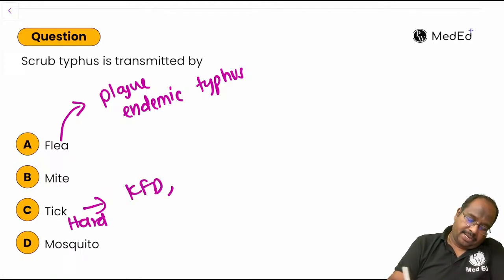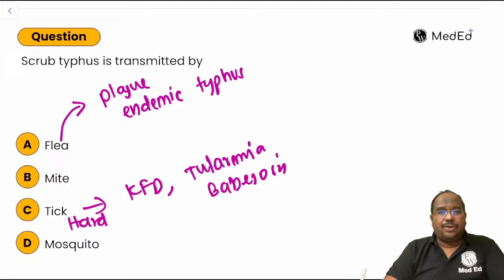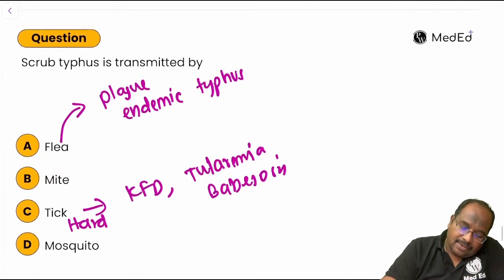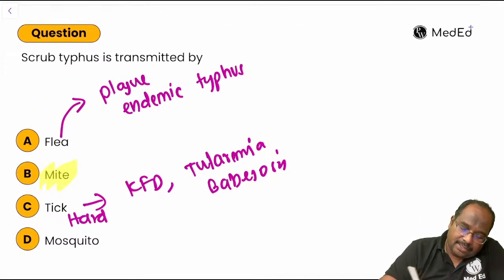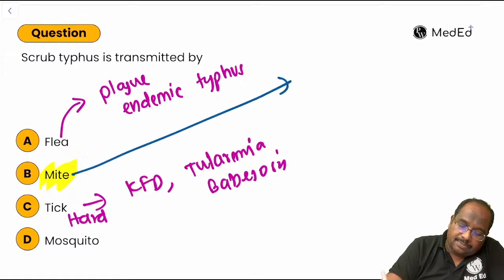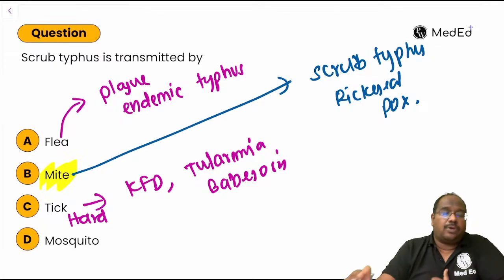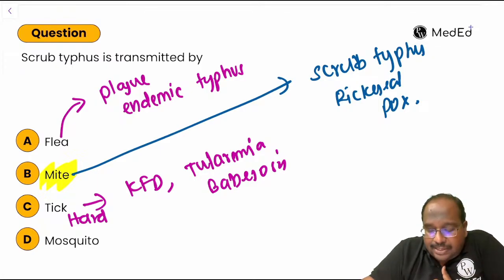KFD, tularemia, babesiosis. Mite transmits what? The answer here is mite. It can transmit scrub typhus and rickettsial pox.